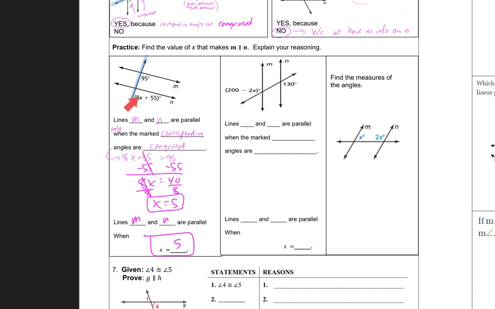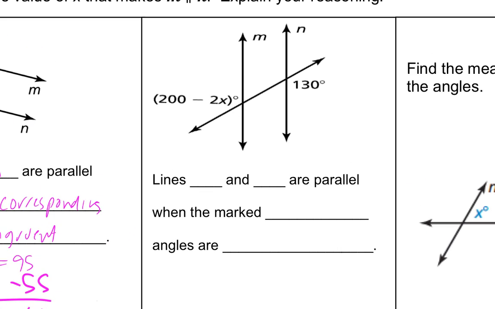If x was not equal to 5, then say x was 0, right? If x was 0, that would be 95 equals 55. That wouldn't be true, right? X has to be equal to 5 for these lines to be parallel. All right, let's take a look at this one. Thinking about that same thing, what are the relationships between these two? This one is on one side of our transversal, right? And this one's on the other side. Okay, so we could say that these are parallel when we know that the relationship is true, right?